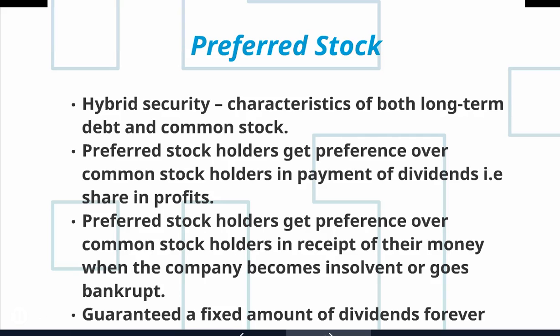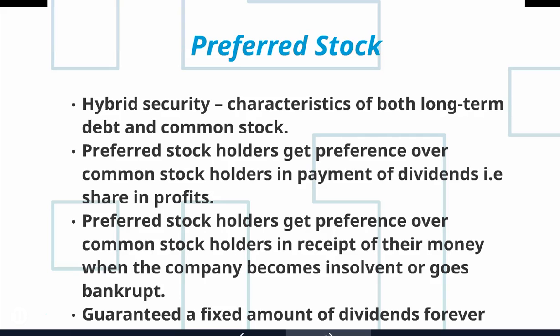This preference becomes important when a company becomes insolvent or goes bankrupt. When a company goes bankrupt, all its assets are sold and the money that's available on the sale of assets is first paid to all the lenders. After the lenders are paid, the remaining money has to go to the equity holders. Here, the preferred stockholders get preference over common stockholders in receipt of their money. That's why they're called preferred stockholders.